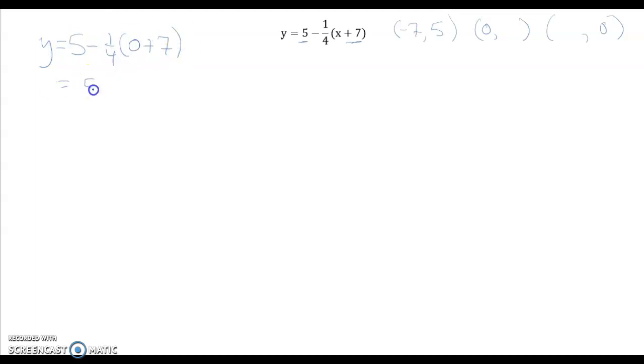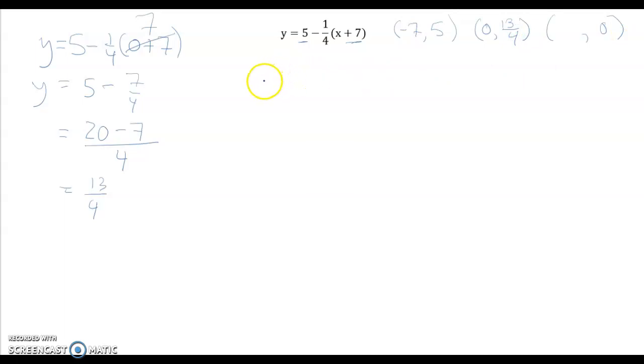So we're at y equals 5 minus 0 plus 7, oh, that's just 7, minus 7/4. The dreaded common denominator, our common denominator is going to be 4. That means there's 20/4 minus 7/4. We're left with 13/4. So when x is 0, my y is 13/4.